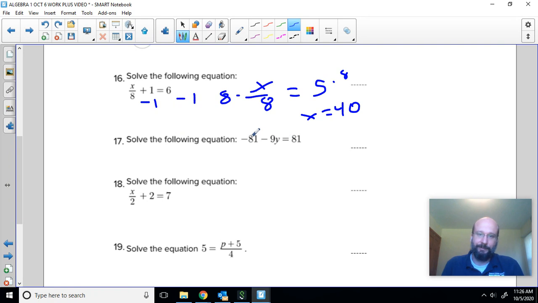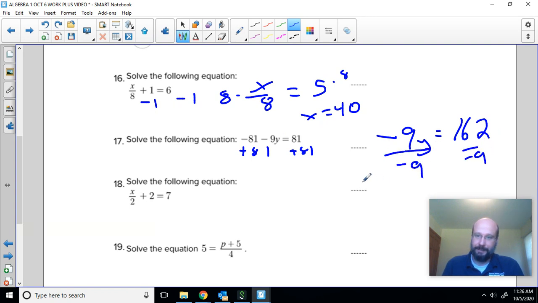So same thing, I'm going to move this negative 81 over. So I'm going to add 81. So that gives me negative 9y equals 162, right? Because this is negative 9. Now I'm going to divide by negative 9, and I get y equals negative 18. See, I almost got that wrong. I almost forgot that negative.